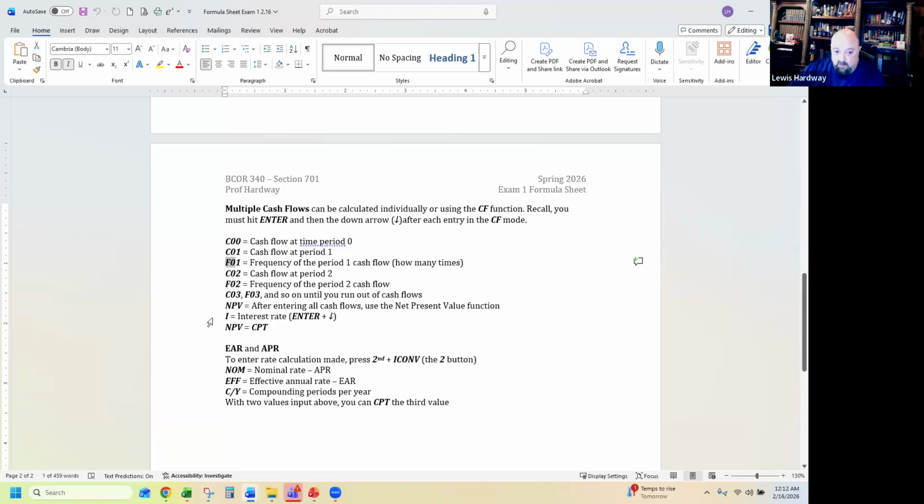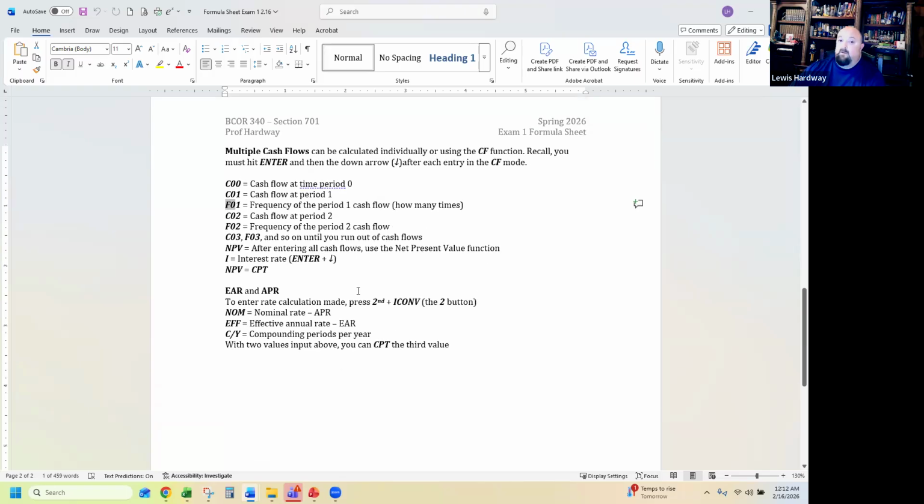Whenever you hit that, it'll pop up the I, asking what interest rate you want to use. Type in your interest rate, hit enter and the down button, and then hit compute. So it'll pop up NPV equals, and you hit the compute button, and it'll give you your answer. You've got to remember how to do it, but that gives you at least the steps.